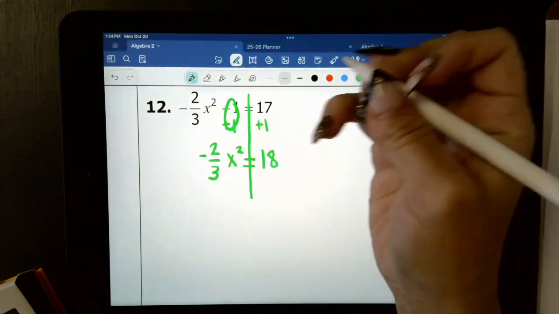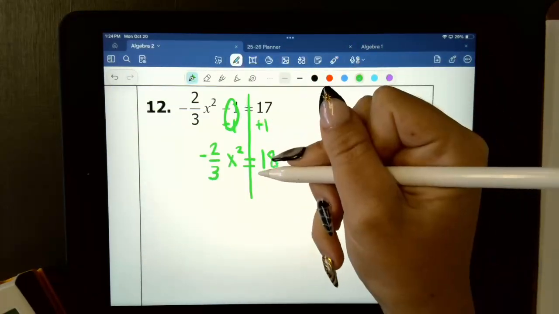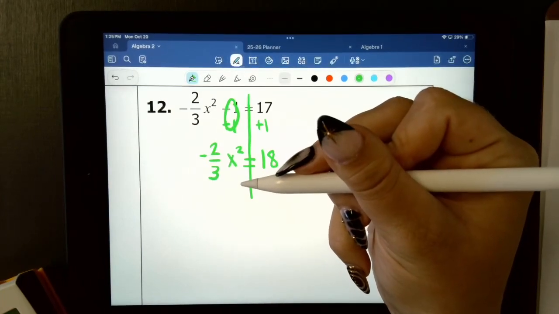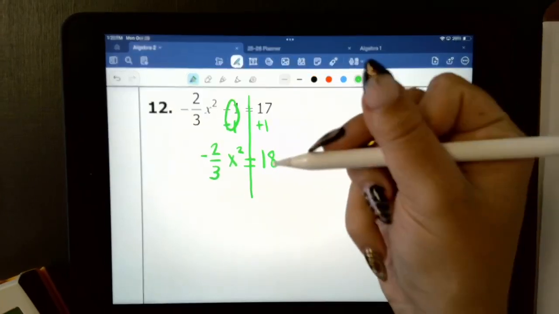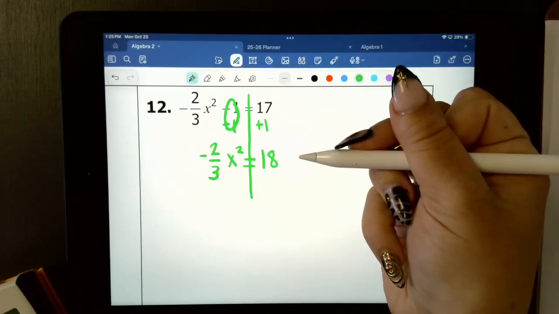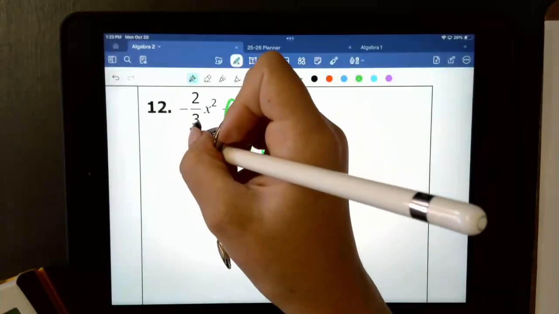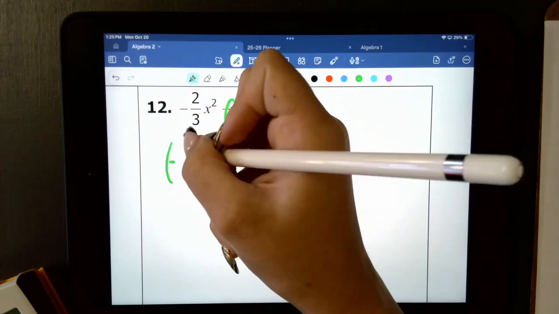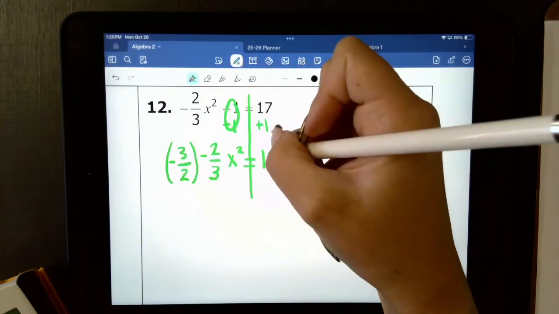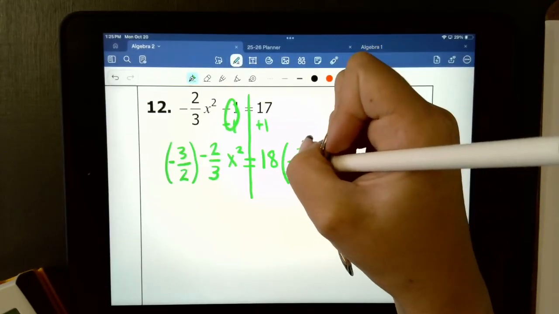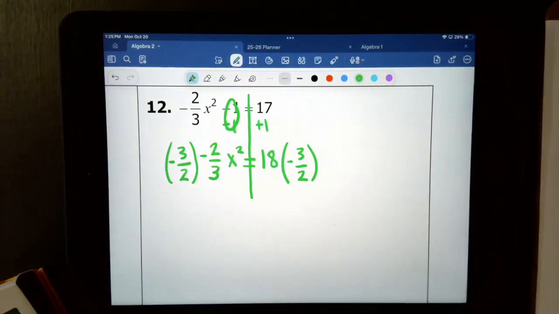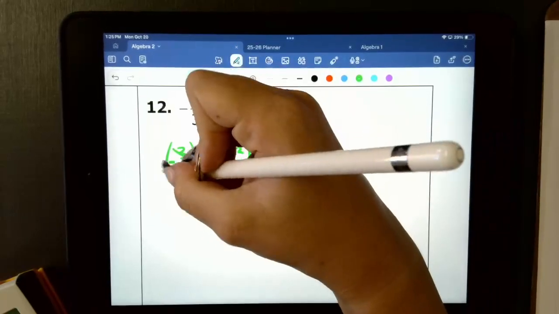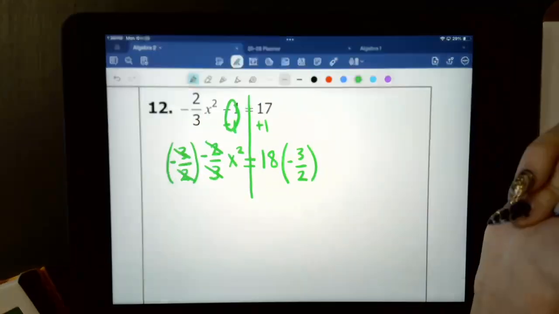So 18. So when we're getting rid of a fraction, we do what? Not dividing. We multiply by the reciprocal, yes. Shout out to Clayton. So what's the reciprocal? 3/2. So, multiply by the reciprocal on both sides, because whatever we do to one side, we do to the other. So all of this cancels out, right? All of it cancels out, because it's 1.